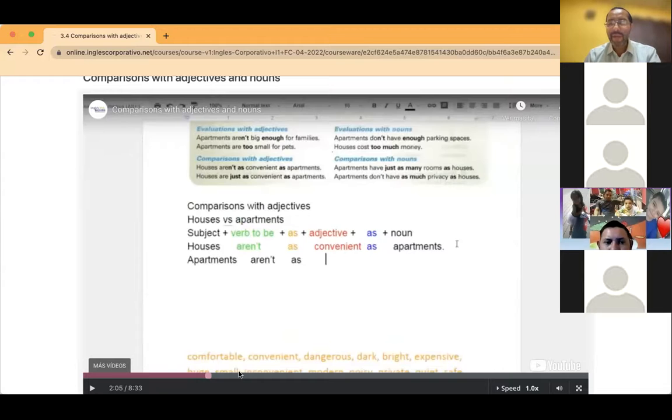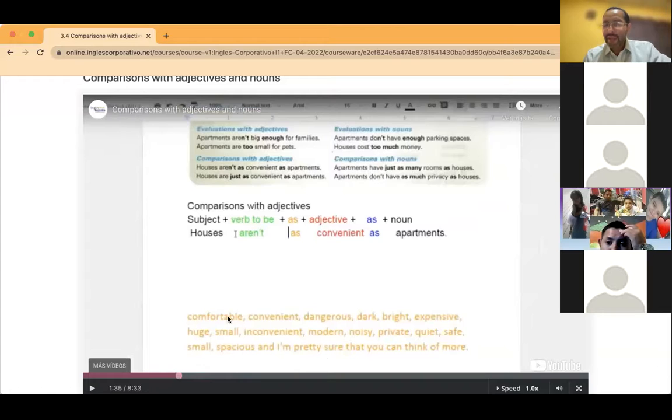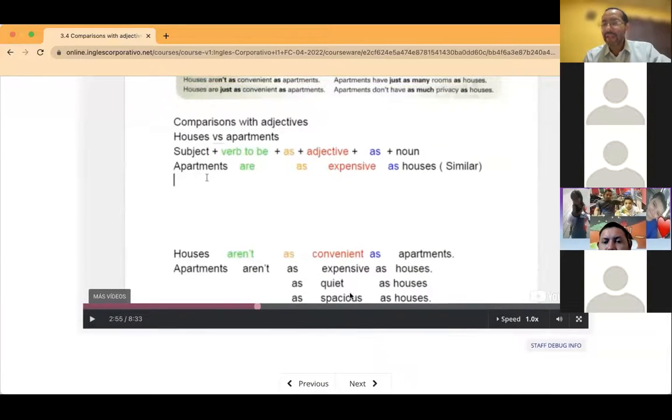Okay. So we have many different examples. We can say another, apartments aren't as expensive as houses. This is another way we use the subject, house or apartment, then the verb to be, houses with plural are, apartments plural are, okay? And then we use as. These are the different adjectives: comfortable, convenient, dangerous. These are the adjectives we use. And then we make the sentences like this.